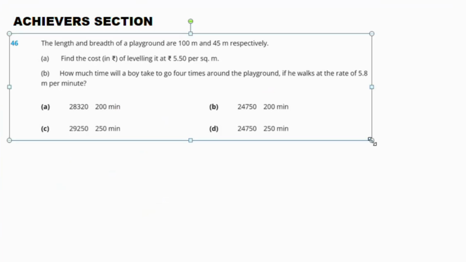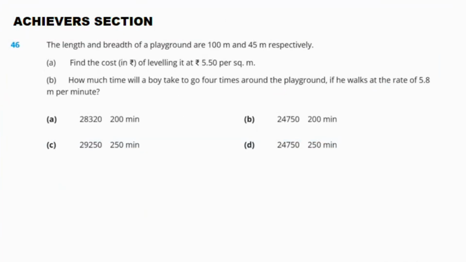Now the next question for the achiever section. The first question is: the length and the breadth of a playground are 100 meters and 45 meters. Find the cost of leveling it at this rate. Since we are finding the cost of leveling per square meter, first we need to figure out the area, and the area we are getting is about 4,500.